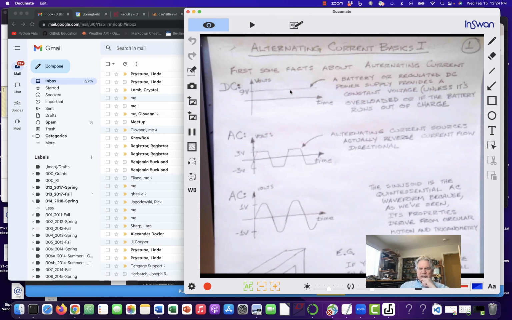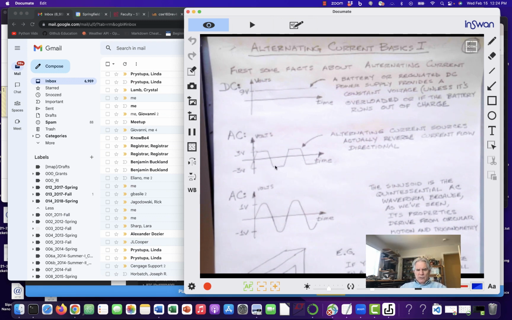Same thing with a regulated power supply. The regulated power supply has a reference it compares the output to, and if the output starts to fall below what you've set it at, it will boost it up, and if it goes a little bit above what you set it at, it'll back it down. So in either case, you get a pretty constant pure DC waveform, and it's not very interesting.